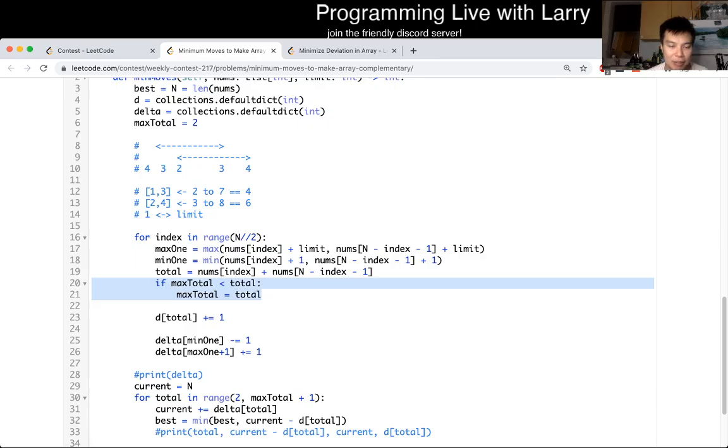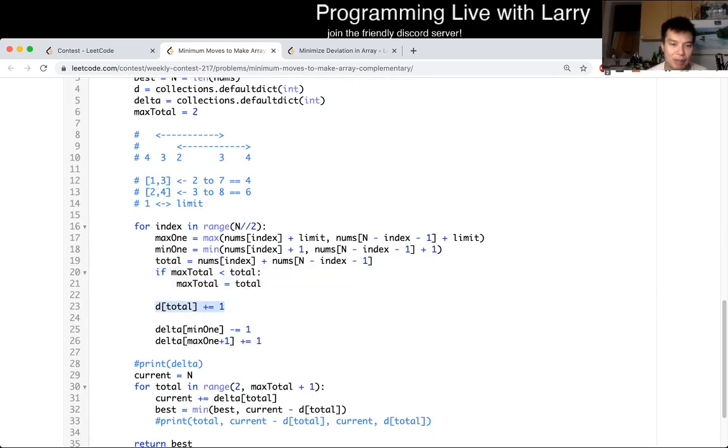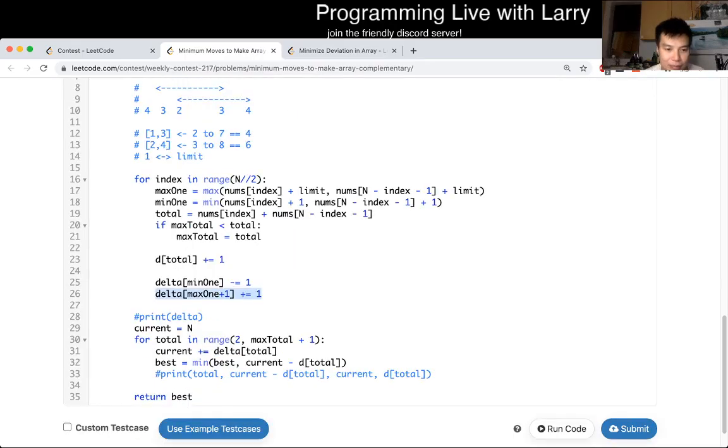So now we keep track of number of total. For that number of total, we increment 1. For example, we keep track of number of 4s and number of 6s. For the delta array, this is similar to a lot of line sweep algorithms. At the beginning of the segment we subtract 1 from it, and at the end of the segment we add 1, because that's the cost of doing more. Now you're out of range again, so you have to edit 1 more number. So that's the way that I did it.